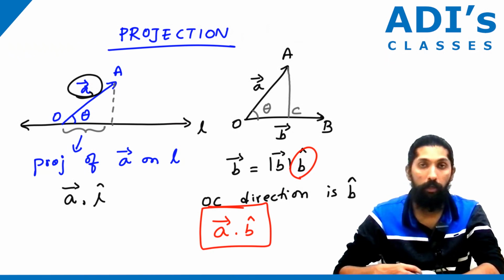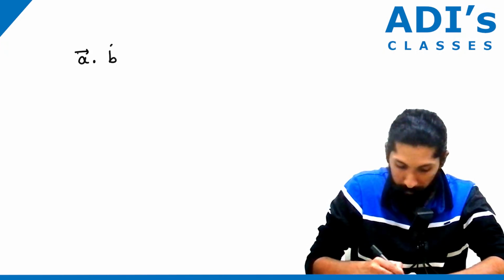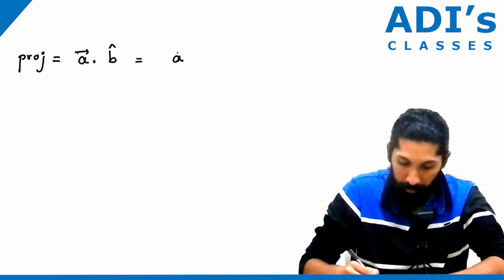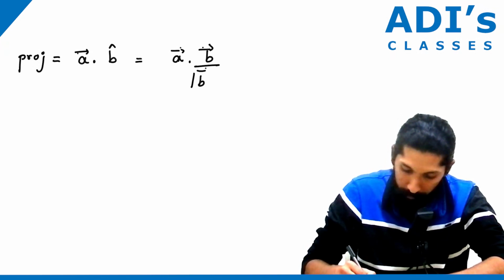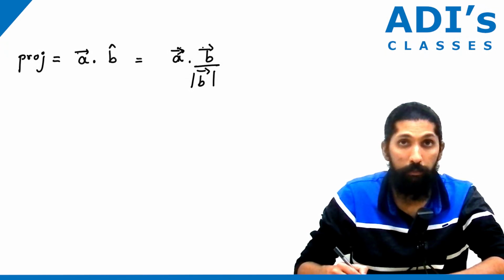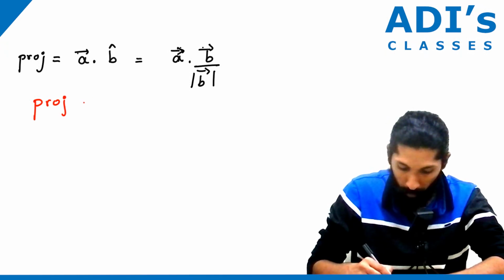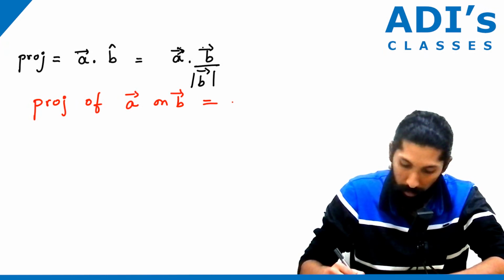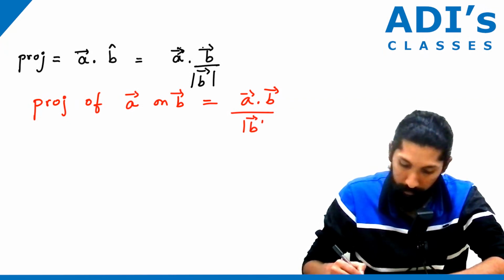Now let's understand the mathematical formula for this one. What we have is vector A dot B cap. This is the projection, correct? And what is B cap? It is vector B divided by mod of vector B. So we can say that the projection of vector A on vector B is equal to vector A dot vector B divided by mod of vector B.